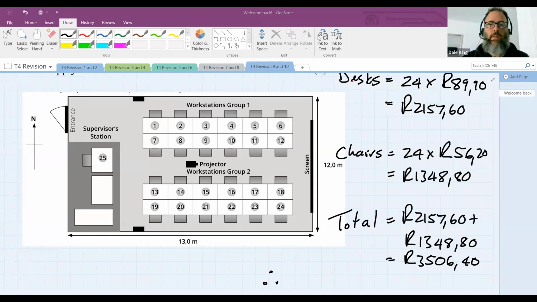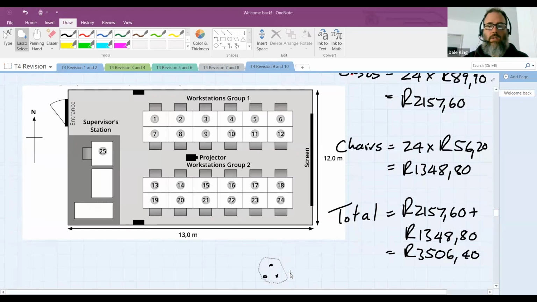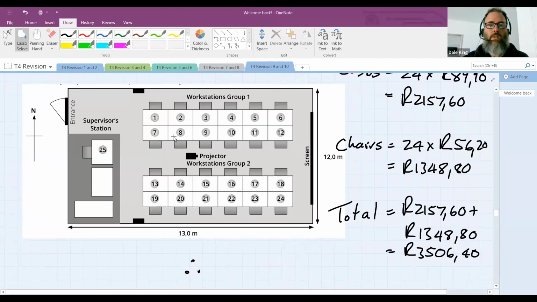Don't worry, Letiamba. We are just calculating the cost to supply chairs and desks in this computer lab, this map here of the computer lab. So we are working out the costs for all these desks and chairs. We got Rand values for all of these. So we're just working out how much it's going to cost to put them all in.